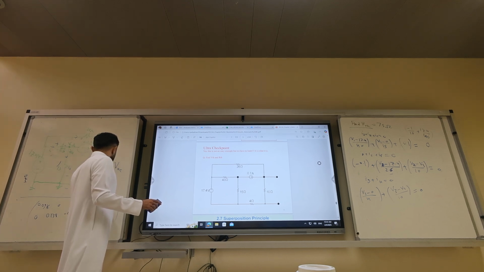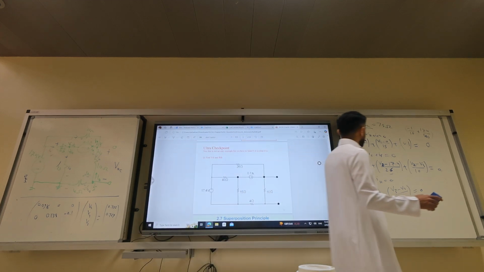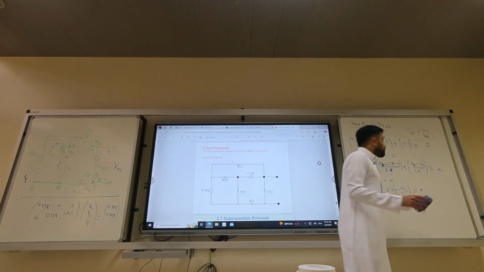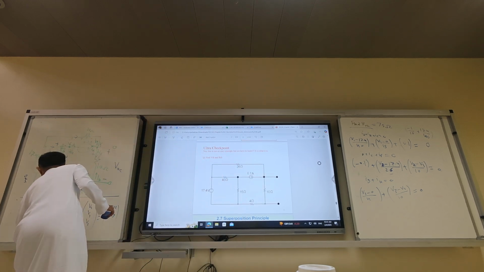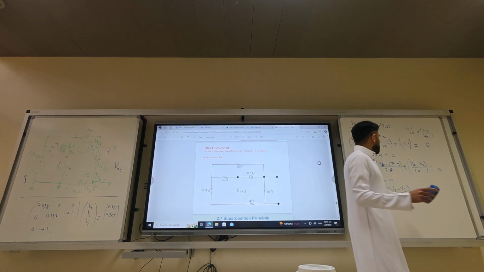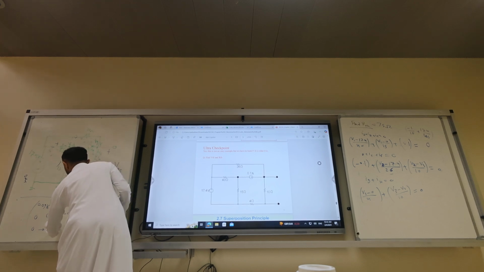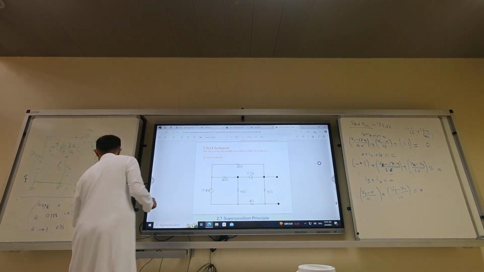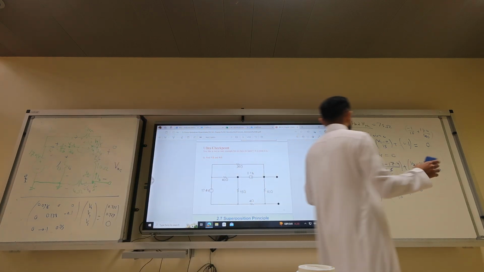The last one, it's 0, and then minus 0.1 for V2. For V3, 1 over 4 plus 1 over 10, which is 0.35. Equals 0, right? There is no constant. System solvers, what is V1?